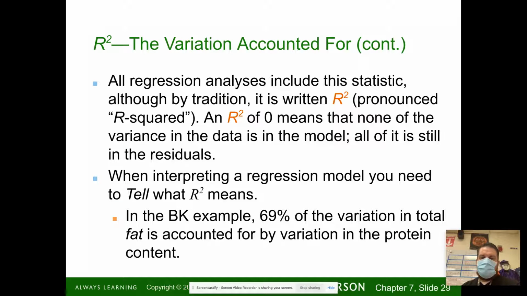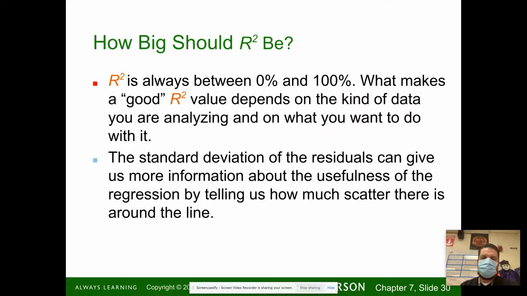So in the BK example, 69% of the variation in total fat is accounted for by the variation in the protein content. R squared is always between 0 and 100%, or 0 and 1. What makes a good R squared value depends on the kind of data you are analyzing and on what you want to do with it. The standard deviation of the residuals can give us more information about the usefulness of the regression by telling us how much scatter there is around the line.